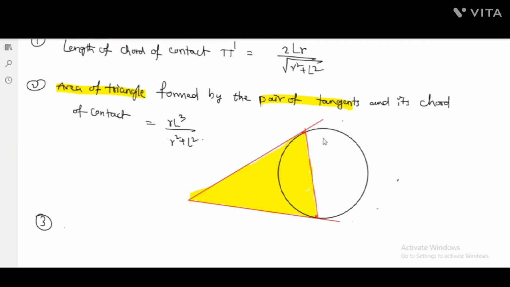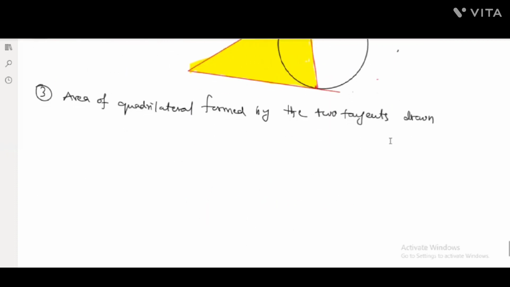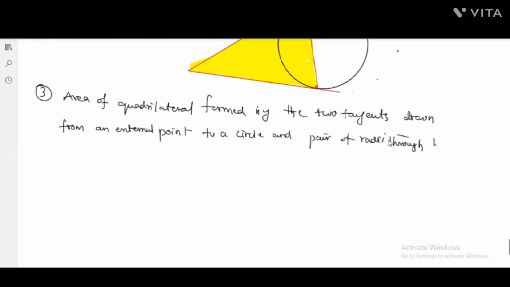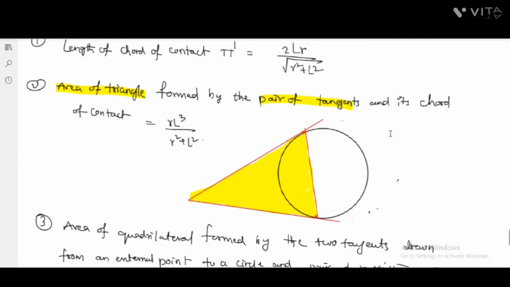Next, point number 3: the area of the quadrilateral formed by the two tangents drawn from an external point to a circle and the pair of radii through their points of contact is R into L. So, in the previous diagram, I will try to explain.